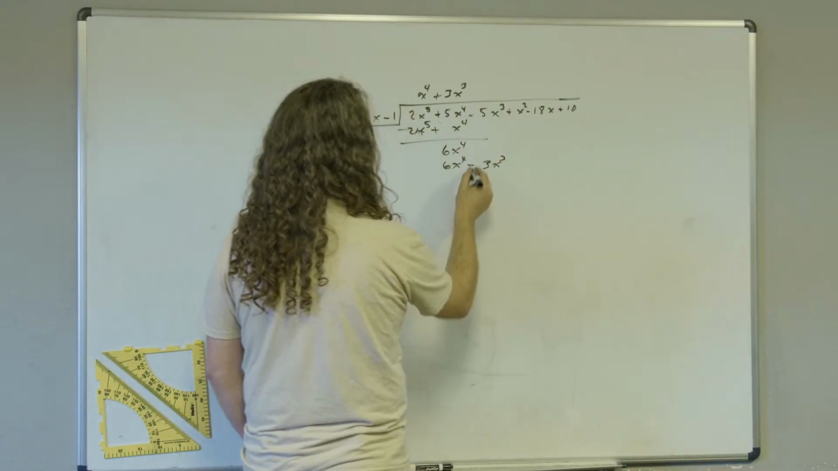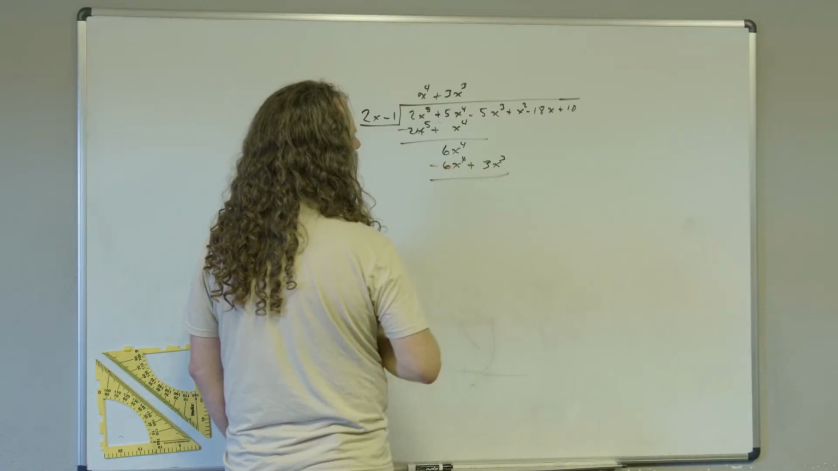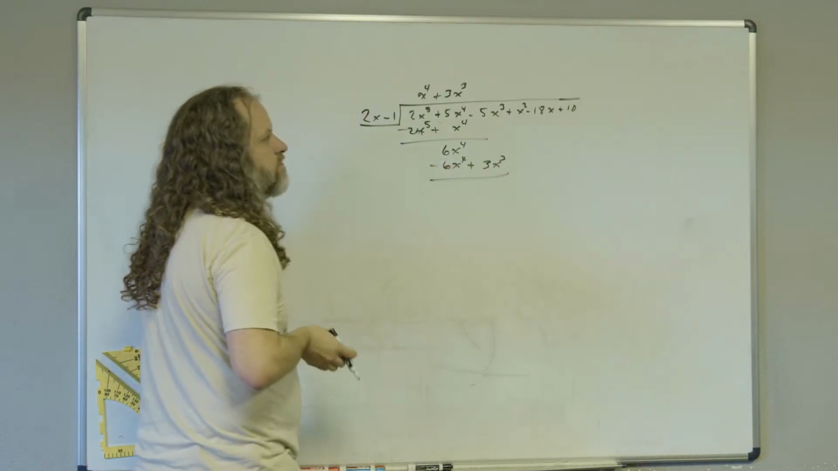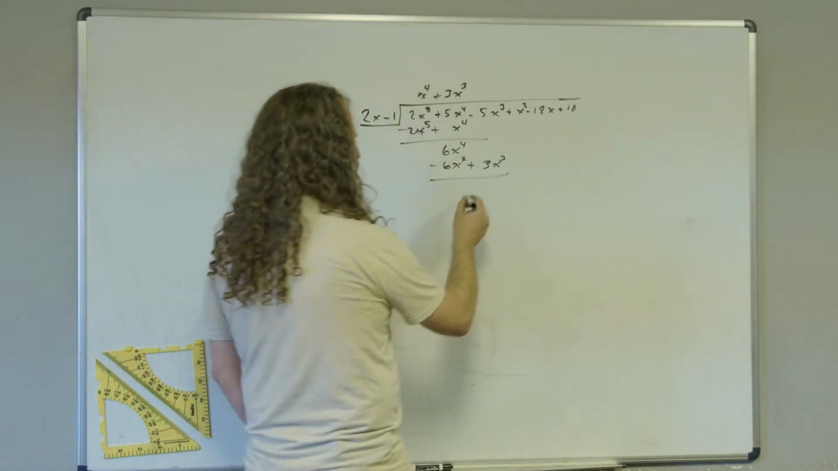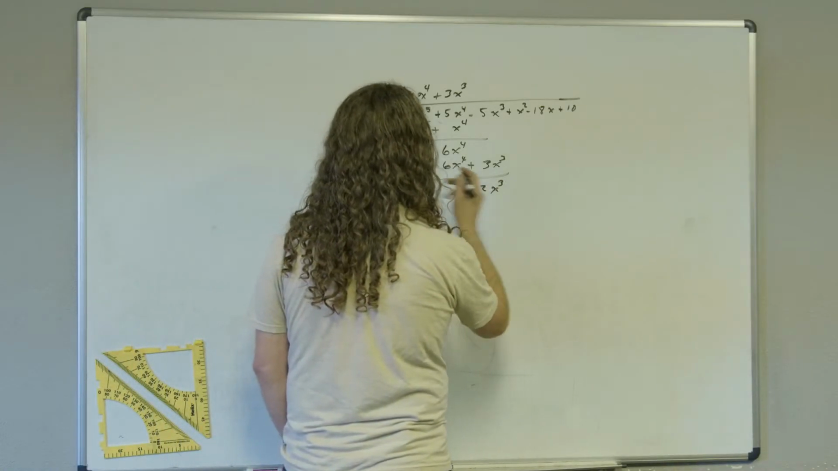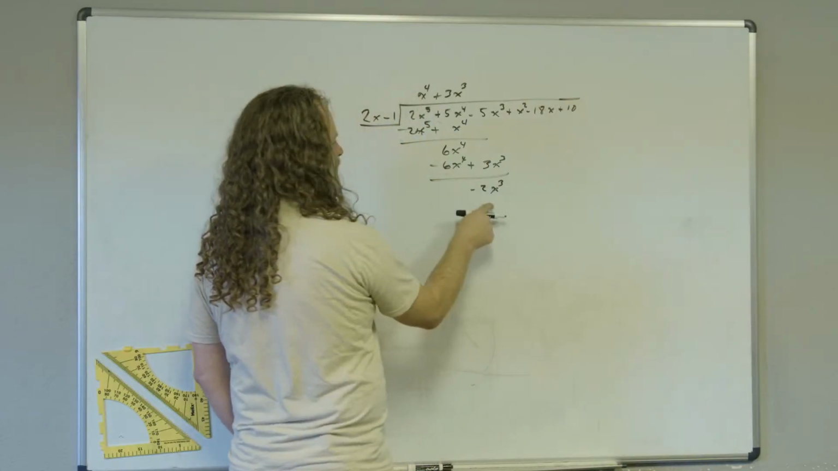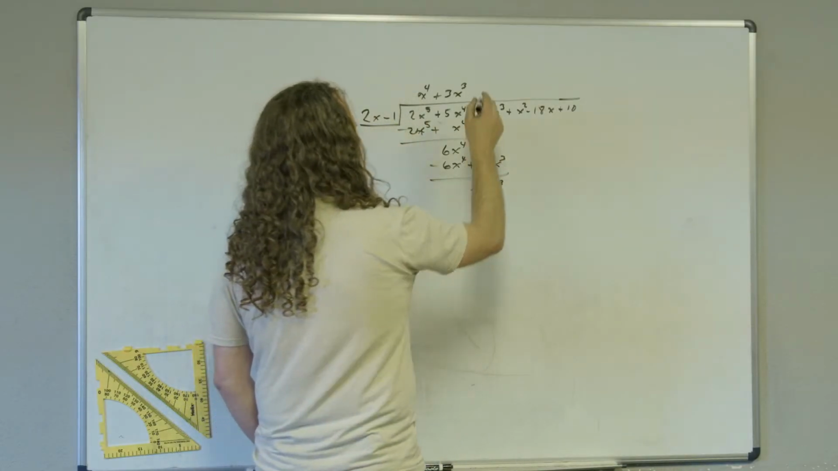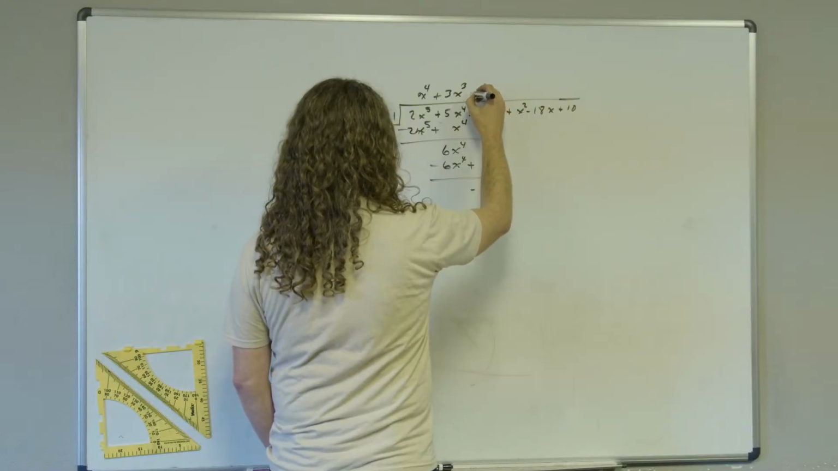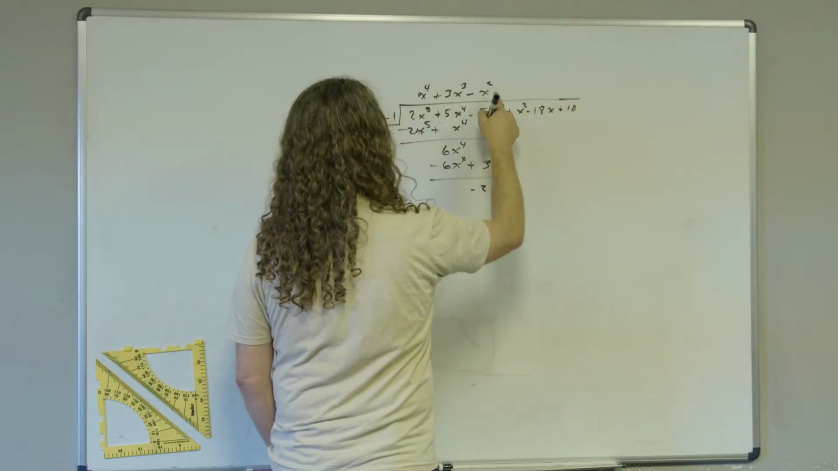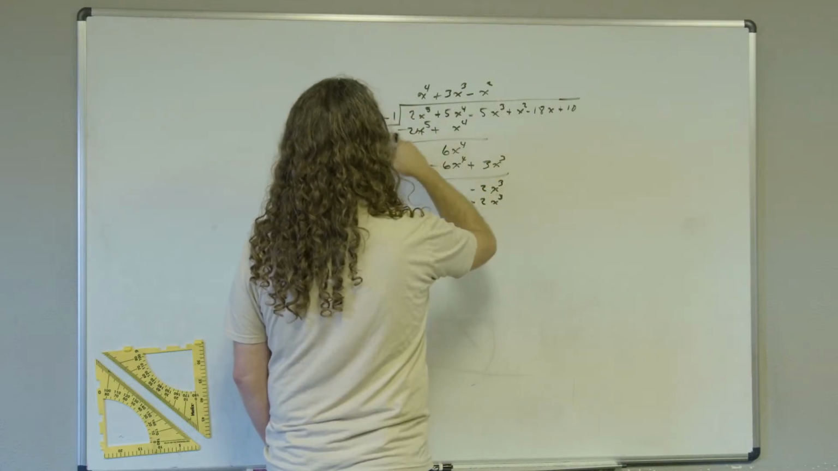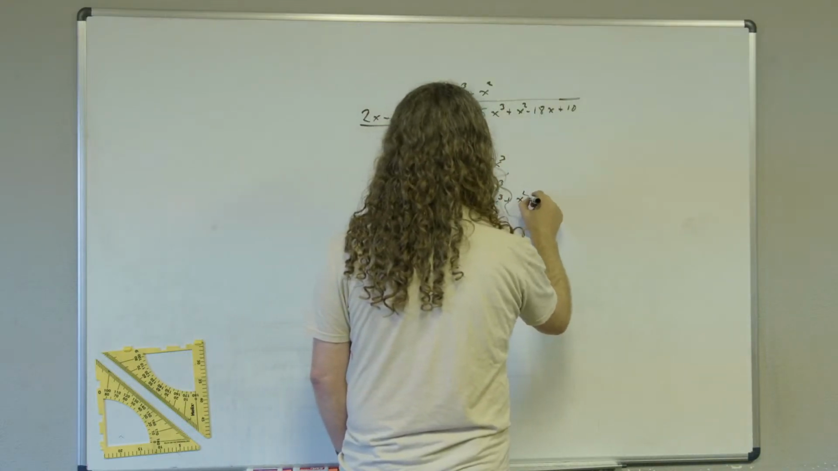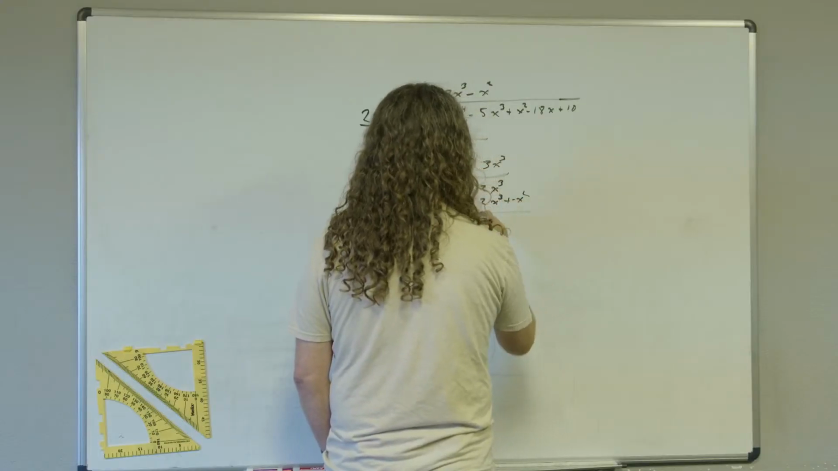3x cubed. Subtract. We can kill all the left side. And then we get negative 2x cubed. 2x goes into negative 2x cubed negative x squared times. Distribute. We get this again. 2x cubed. This is plus x squared.